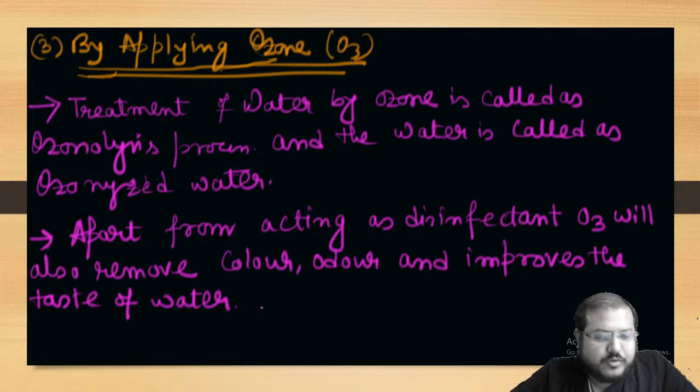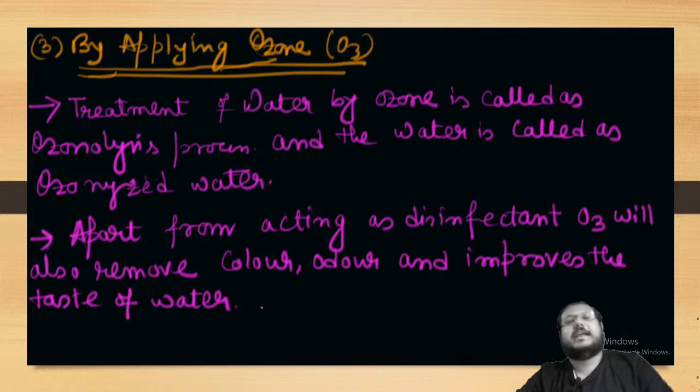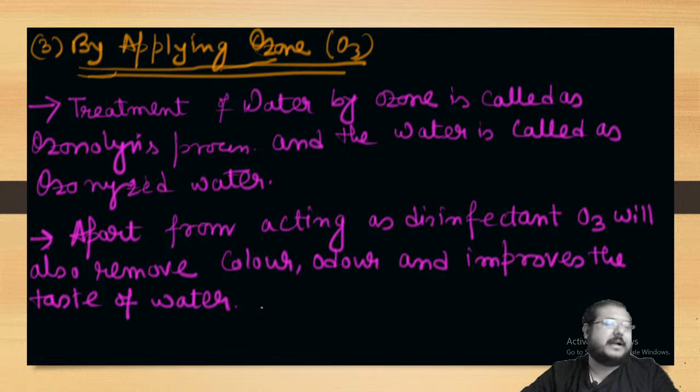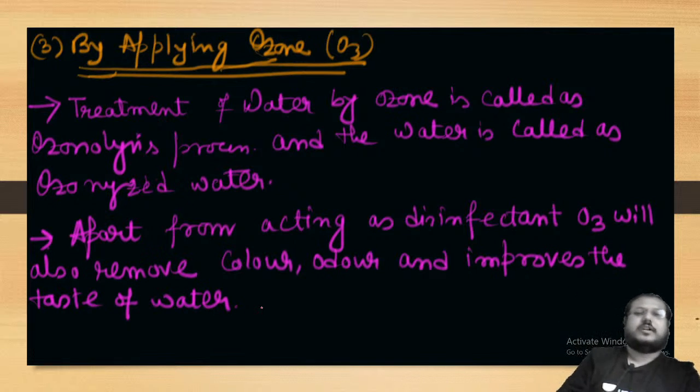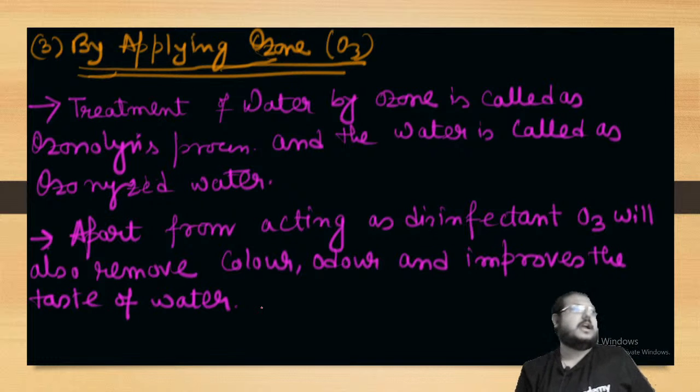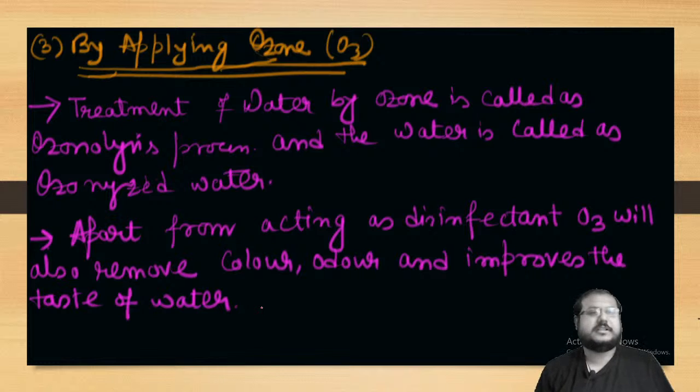Now, before going to the details of applying the halogen group of chemicals, we need to go for another thing, that is applying ozone. Treatment of water by ozone is called the ozonolysis process, and the water is called ozonized water.